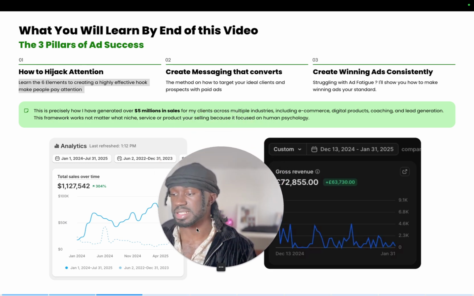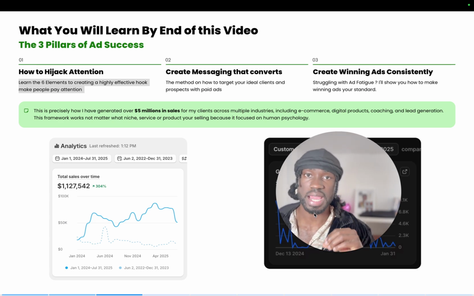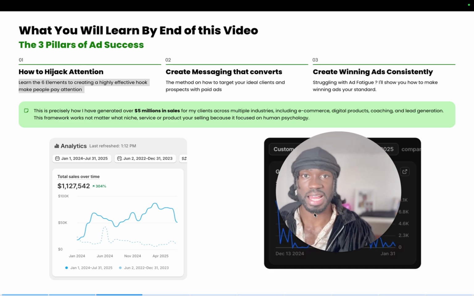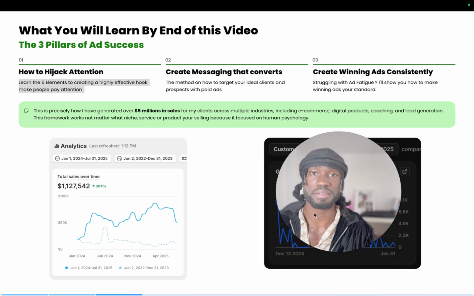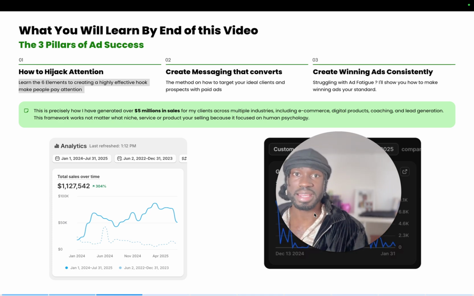And this is precisely how we generated over $5 million in sales for our clients. I've been in industries from e-commerce, digital products, coaching, and lead gen, which is what I'm mostly doing now with digital products and coaching. So this framework works no matter what niche, what service or product you're selling, because it's all focused on human psychology. The only way I was able to market successfully for clients in various industries is because my principles and foundations are based on human psychology, not tactics that are here today and gone tomorrow.